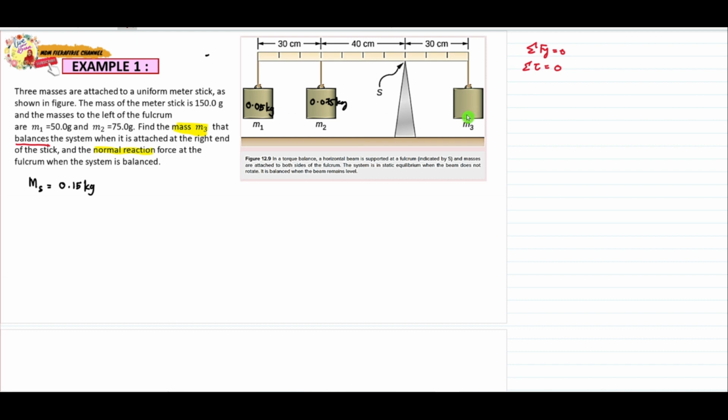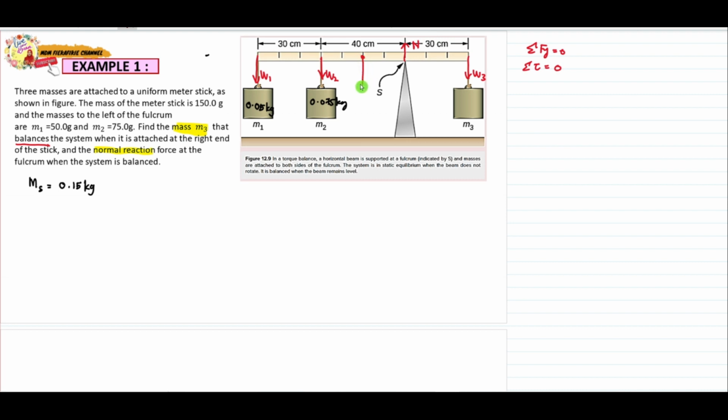So now let's try to draw all the forces on the stick. So the first force is W1, second is W2, and the third one is W3. Okay, dan kemudian kita akan ada normal force which is upward direction, N. Dan jangan lupa for uniform rigid body, kita perlu letak another force which is the weight of the stick, which is located at the center of the stick. So saya letak tengah-tengah sini contohnya.